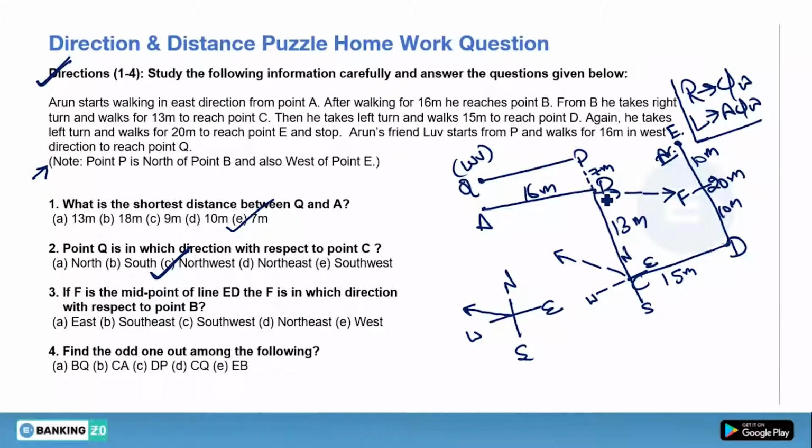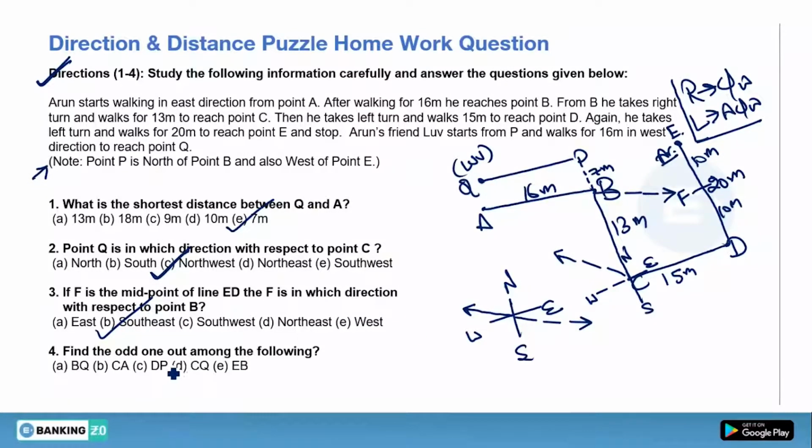We can see that the line goes downside and slanted toward south and east. So the correct answer is southeast, because if B looks at F, he will see it like this. And this direction is between south and east.